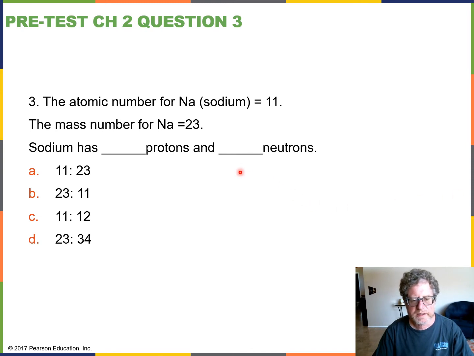Number 3. The atomic number for Na, sodium, is 11. The mass number of Na is 23. Sodium has how many protons and how many neutrons? This one's a little harder.